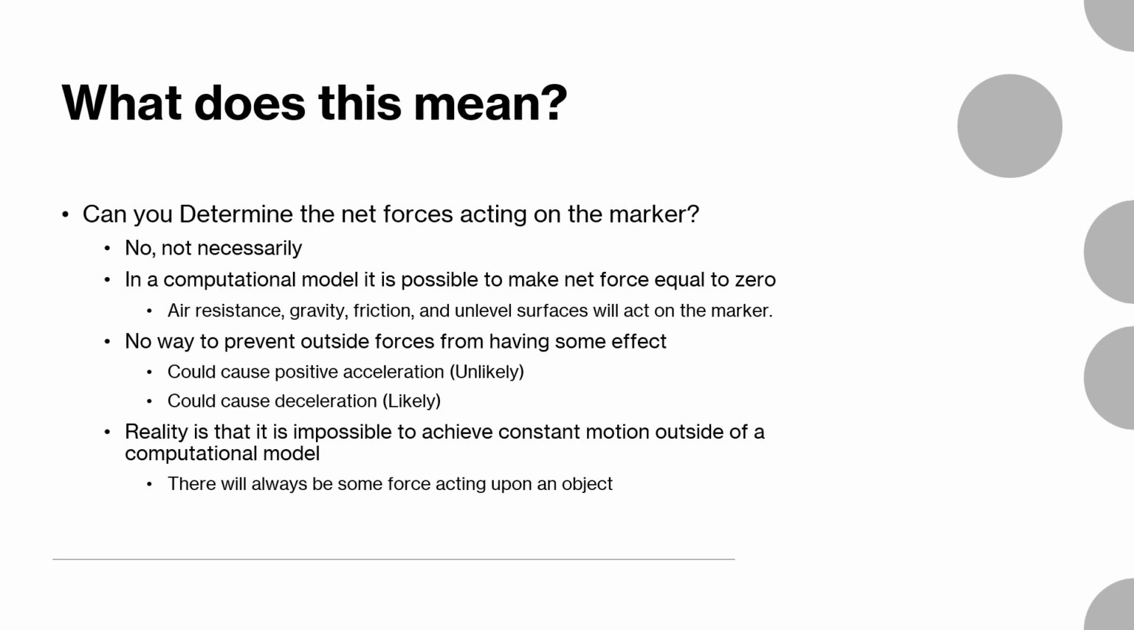They could cause a positive acceleration, which is unlikely, or they could cause a negative acceleration through friction, which is more likely. The reality is that it's impossible to achieve constant motion outside of a computational model, as there will always be some force acting upon the object.